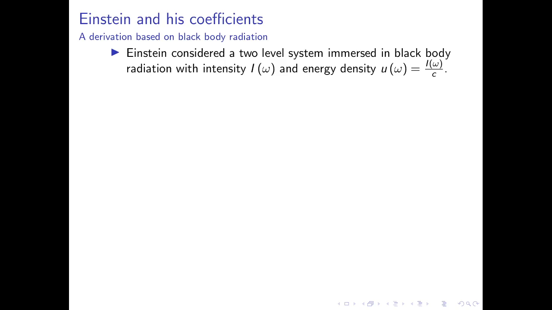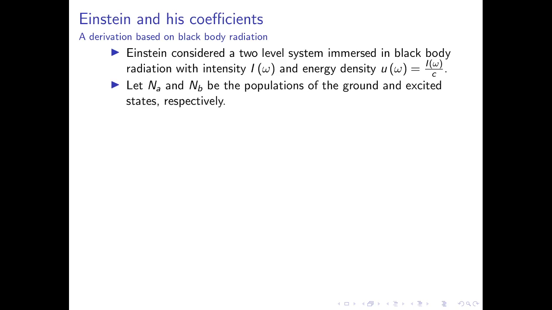So the black body radiation has intensity I omega and energy density U omega, which is given by I omega by C. This U omega is the celebrated energy density for black body radiation, whose explanation by Planck gave birth to quantum theory, old quantum theory at least. We will see that Einstein managed to derive an expression for U of omega using very straightforward, simple physical arguments. And on the way, he managed to figure out the connection between spontaneous and simulated emission and absorption.